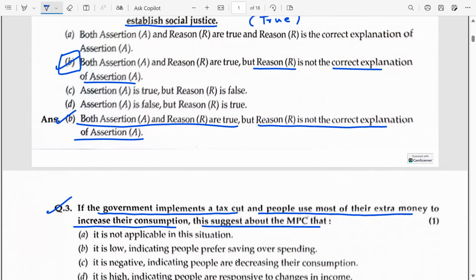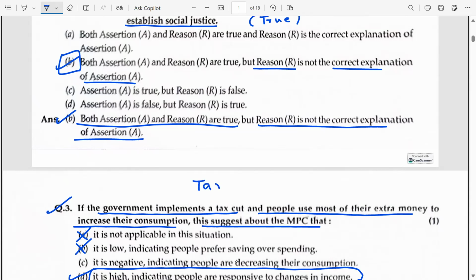Okay, so it tells you that the MPC is high, indicating that people are responsive to changes in income. My answer is option D. Obviously, it is not applicable in the situation. This is wrong. It is low, indicating people prefer savings over spending. Again, this is wrong, because when tax cut occurs, income goes up.